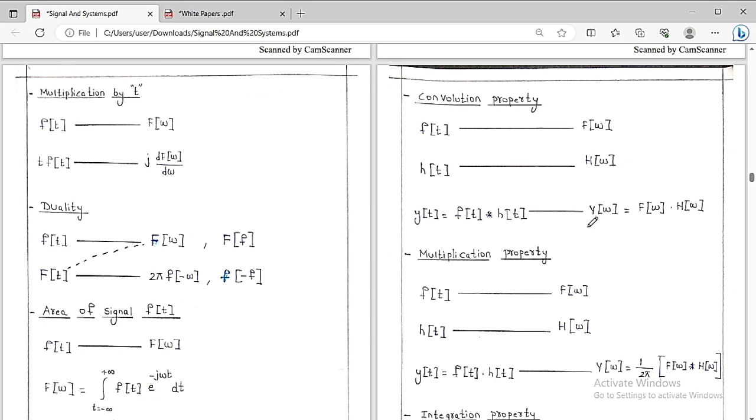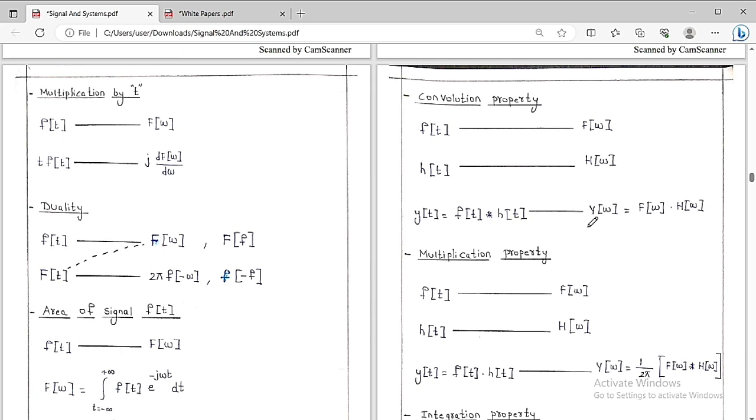Suppose for f of t the Fourier transform is F of omega, and for h of t the Fourier transform is H of omega, and y of t is nothing but f of t convolved with h of t. So for y of t, what is the Fourier transform? Y of omega is equal to F of omega into H of omega. This important statement I want to prove many times. So convolution in the time domain becomes multiplication in the frequency domain.